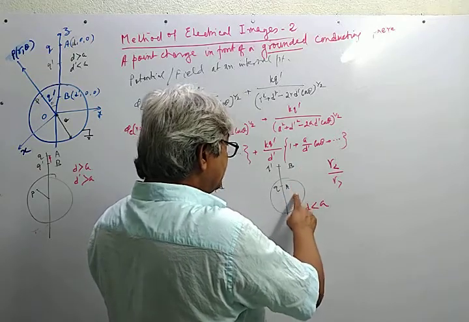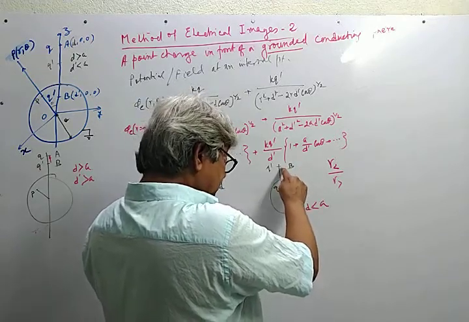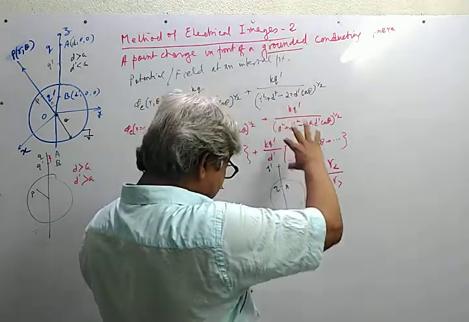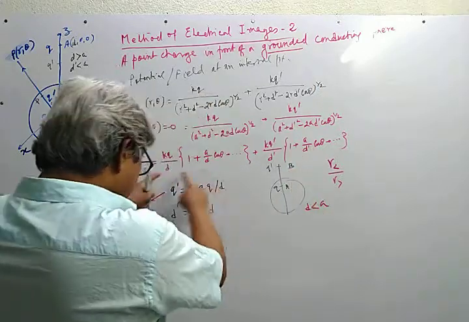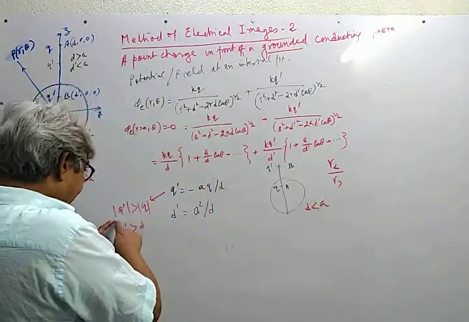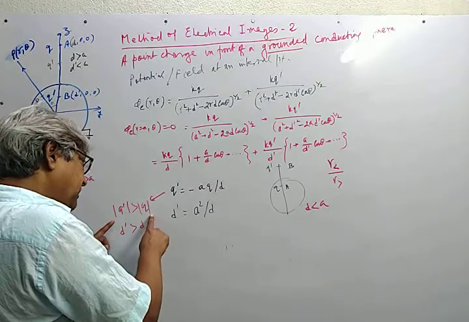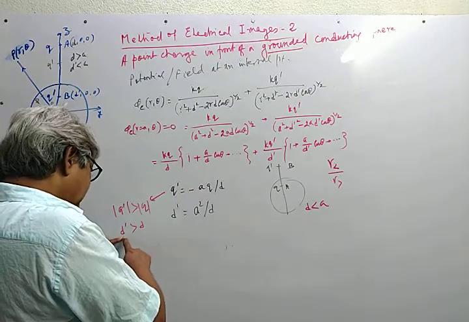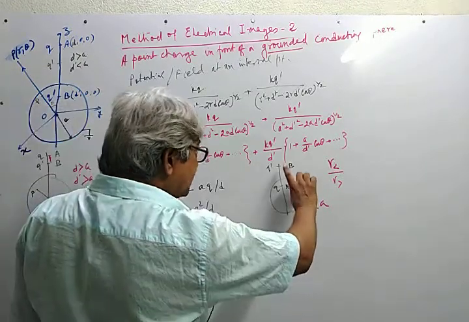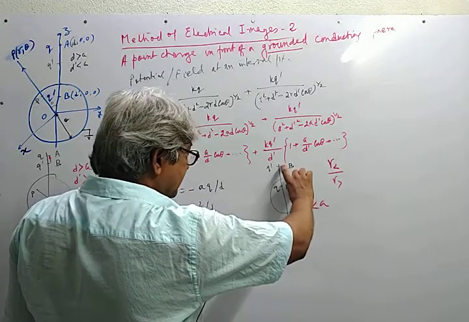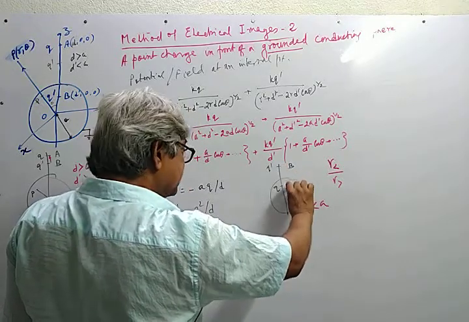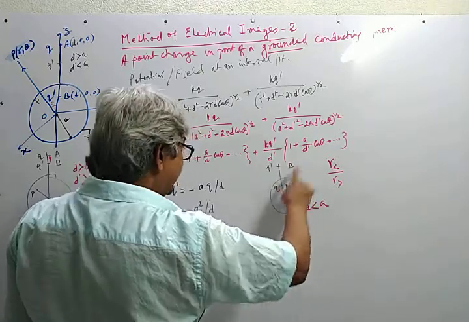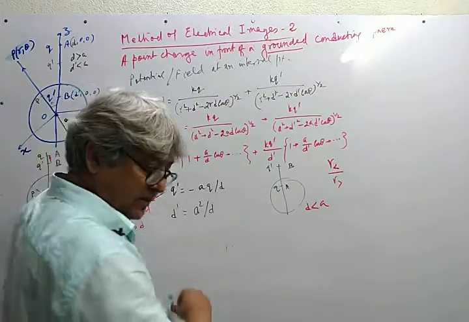So for an internal point, we need to place the image charge at an external point, and if we perform the calculation as we did in the earlier case, we will end up with this result, which says that the magnitude of the image charge is greater than the inducing charge, and the distance of the image charge from the center of the sphere is greater than the distance of the inducing charge. In fact, the image charge should lie outside the sphere, which is the manifestation of this.